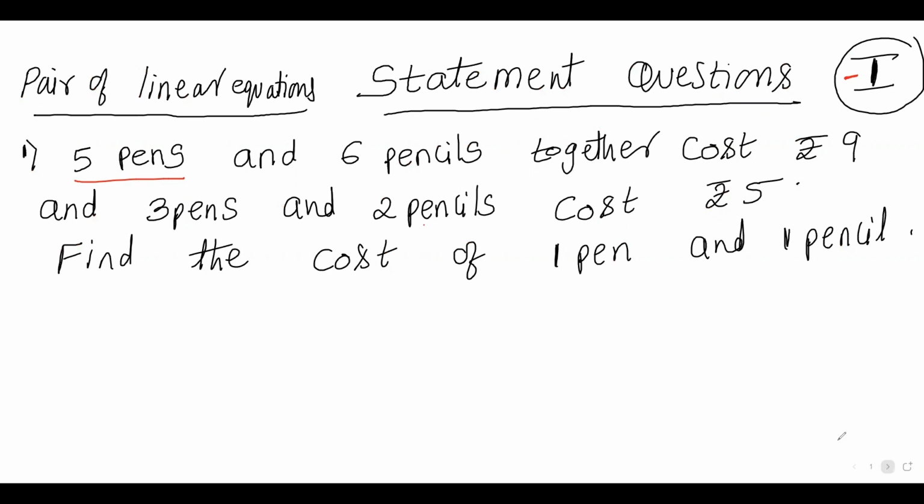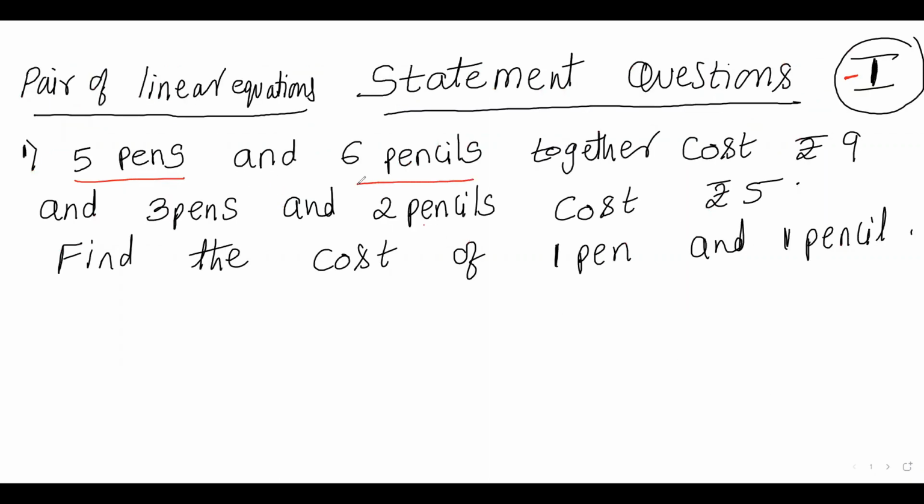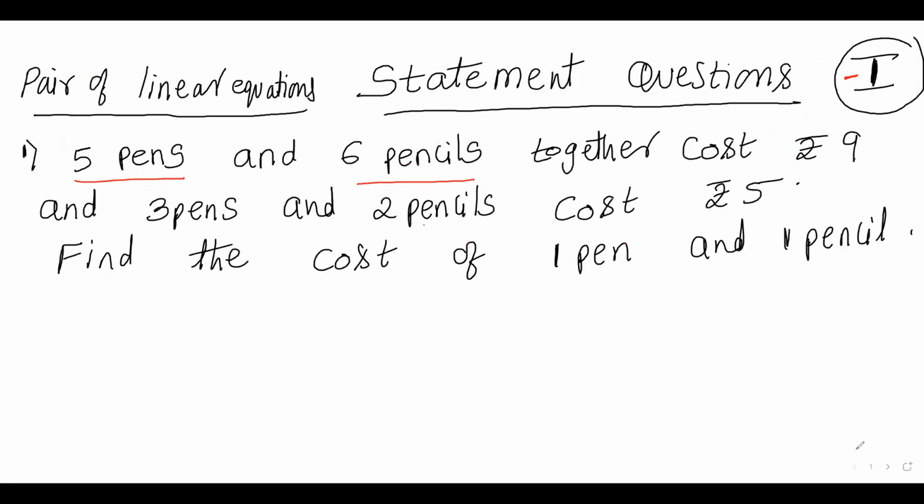5 pens, 6 pencils together cost rupees 9 according to the first equation. See, cost of one pen is x, cost of 5 pens is 5x. Cost of one pencil is y, cost of 6 pencils is 6y. Total cost is 9. In this way, we can get our linear equations in x and y.